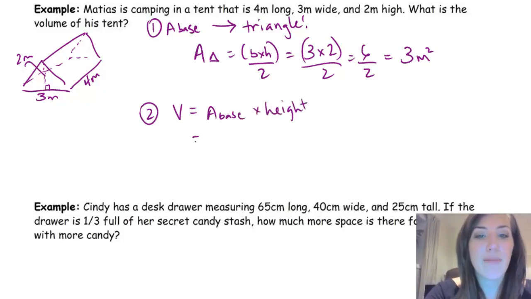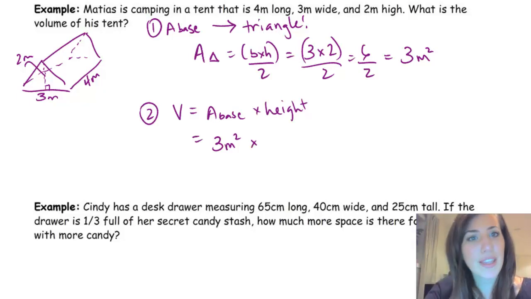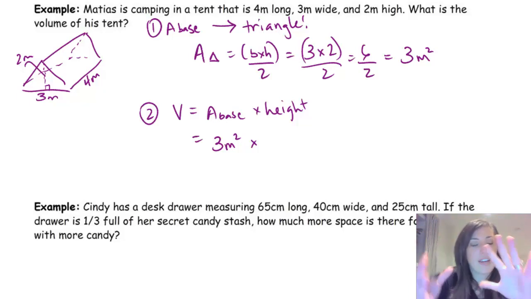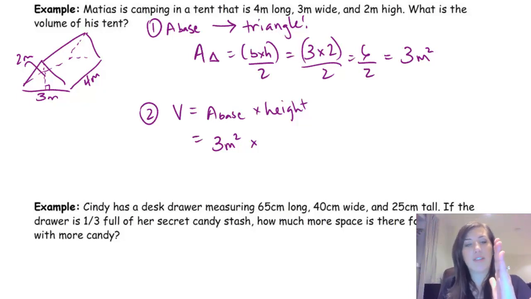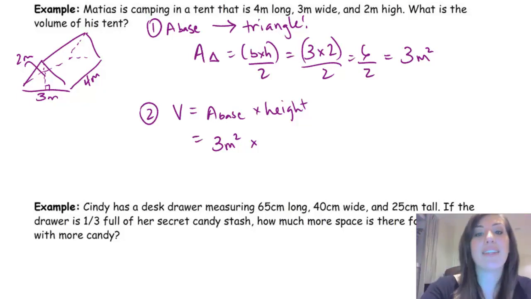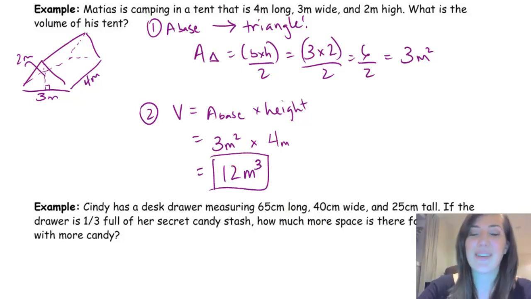So we already know the area of the base is 3 meters squared. And now this is confusing because we talked about 4 being the length, but because our triangle is the base, we can think about flipping that sideways. So that triangular opening to the tent is the base, and if we flip that to the bottom, that 4, that length, has now become the height. 3 times 4 is 12 meters cubed. So there's the volume of Matthias's tent.